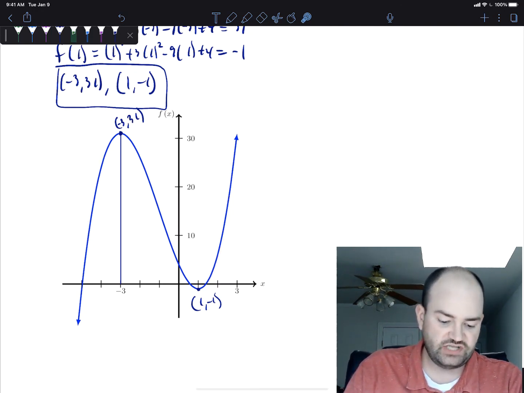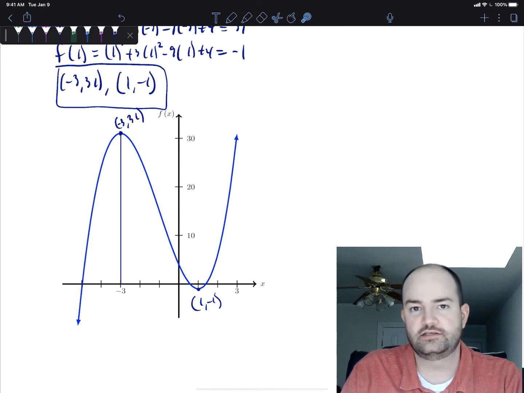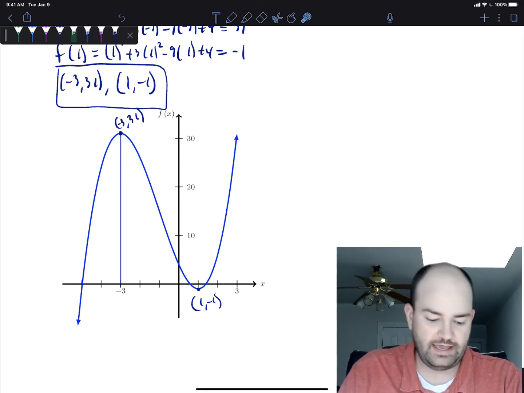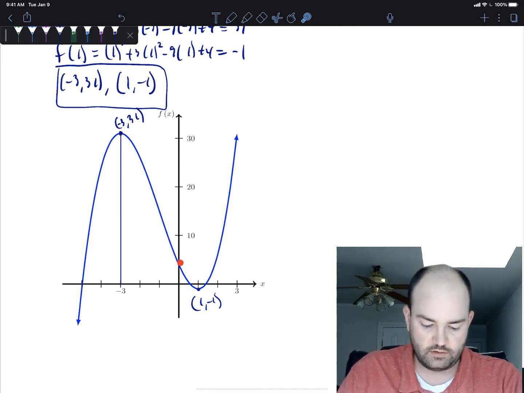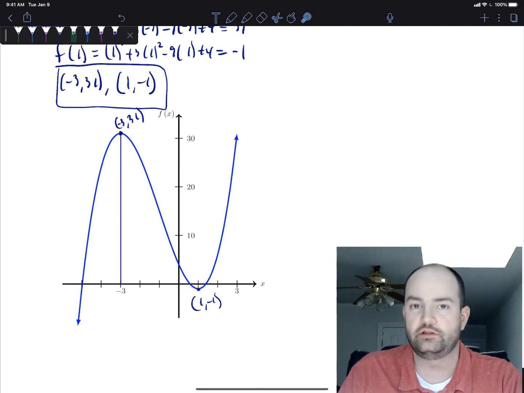Now notice that changing from increasing to decreasing like this requires that you have a maximum point. And over here, going from decreasing to increasing, that requires you having a minimum point, a relative minimum point.